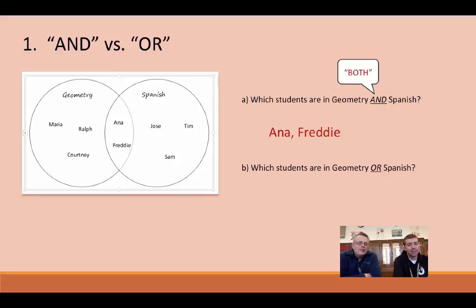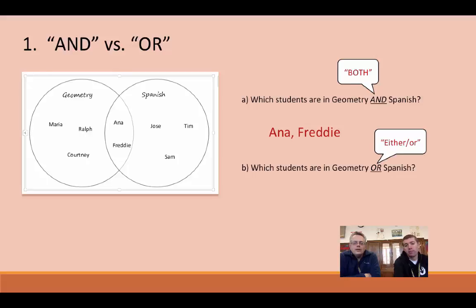Anna and Freddie are both. So the Venn diagram helps us to identify what's in both. Okay. So which students are in geometry or Spanish? The word or causes a little bit more trouble. Or means in geometry, in Spanish, or both. They're in at least one of them. So how many students are in at least one of them?